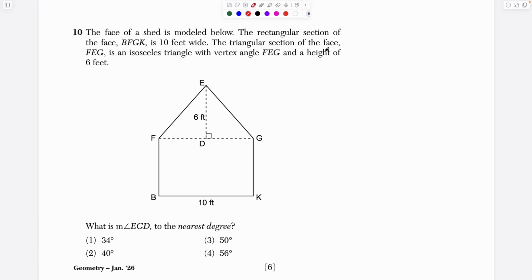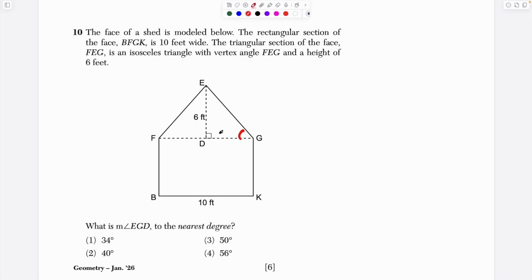The triangular section of the face FEG is an isosceles triangle with vertex angle FEG and a height of 6 feet. And we want to know what is the measure of angle EGD to the nearest degree. So first let's look at what we're trying to find here. We're trying to find the measure of this angle over here, EGD.